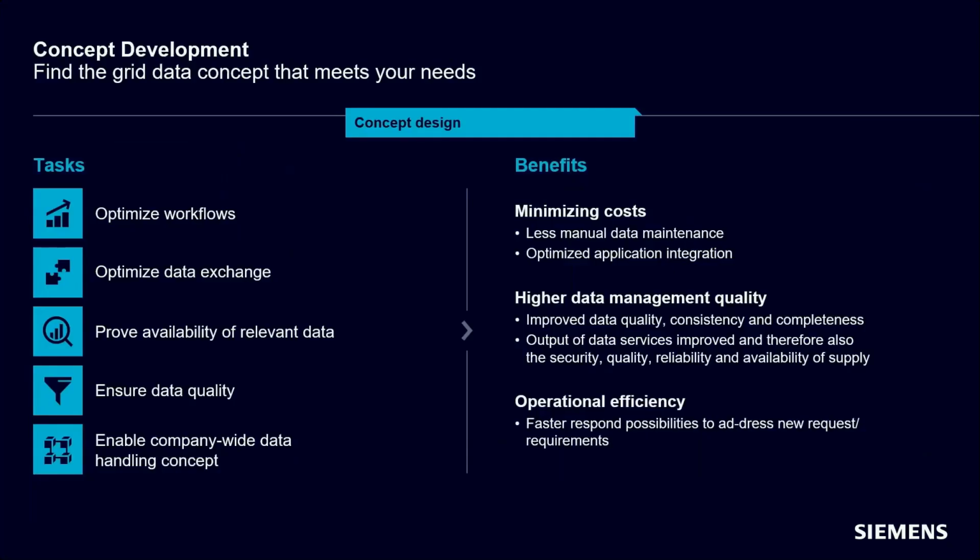In a next step, based on the pain points you have defined, you then need to think about the right individual data management concept for your business, for your department. The main tasks you have are to optimize the workflow, to optimize the data exchange, to prove also the availability and the actuality of all the relevant data you need for your purpose, and also to ensure the data quality. Moreover, you need to enable a company-wide data handling concept so that all of your departments are involved in the data management concept.